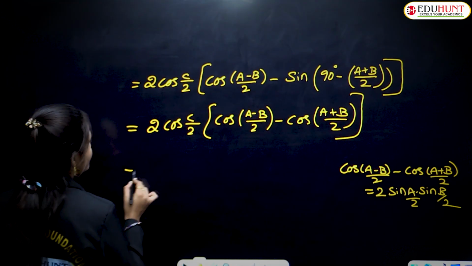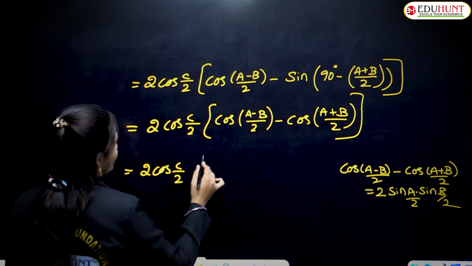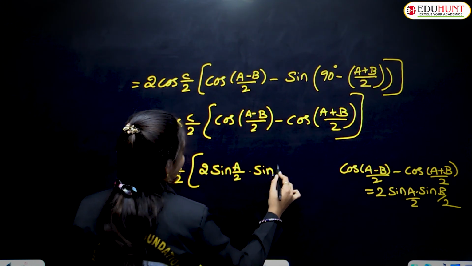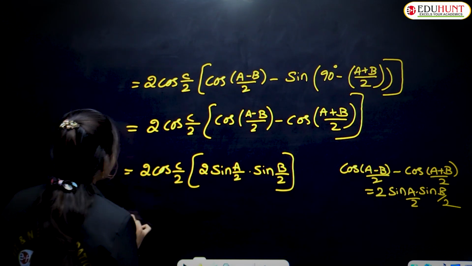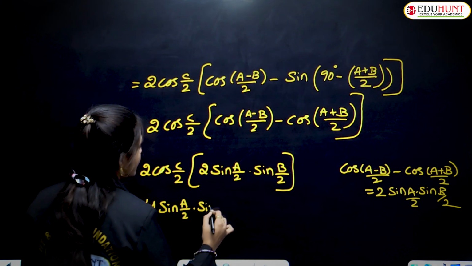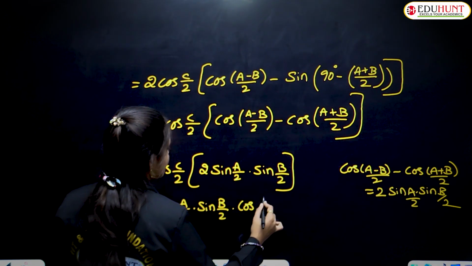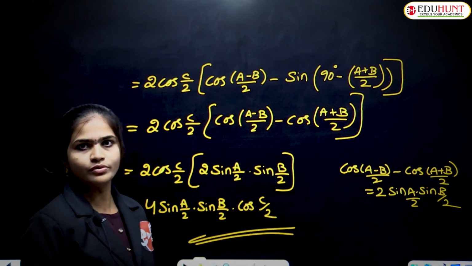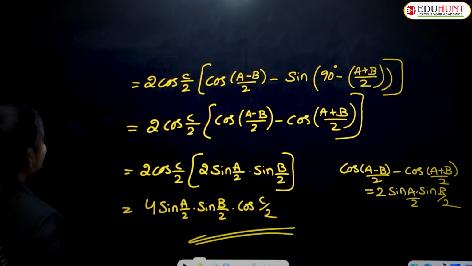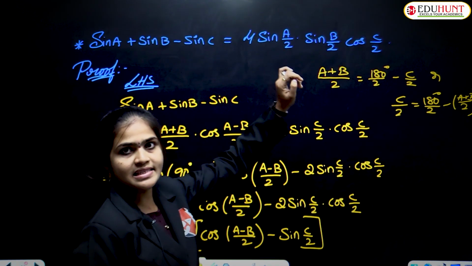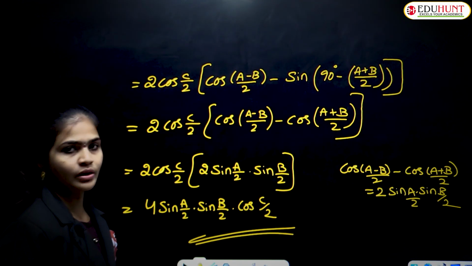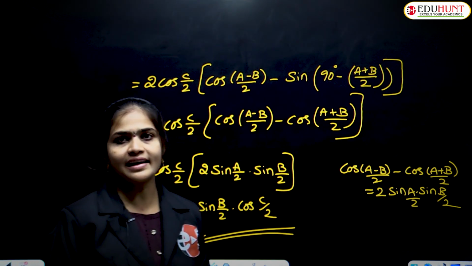Understand? So from this one, 2 cos c by 2 into 2 sin a by 2 sin b by 2. Okay, so from this one, 2 2's 4 sin a by 2 sin b by 2 into cos c by 2. Hence it is proved. Okay, so this is the 10th conditional identity. Understand? So here what is the 10th one? Here sin a plus sin b minus sin c is equal to 4 sin a by 2 sin b by 2 cos c by 2. Okay, that's what we got here. So this is the 10th conditional identity.